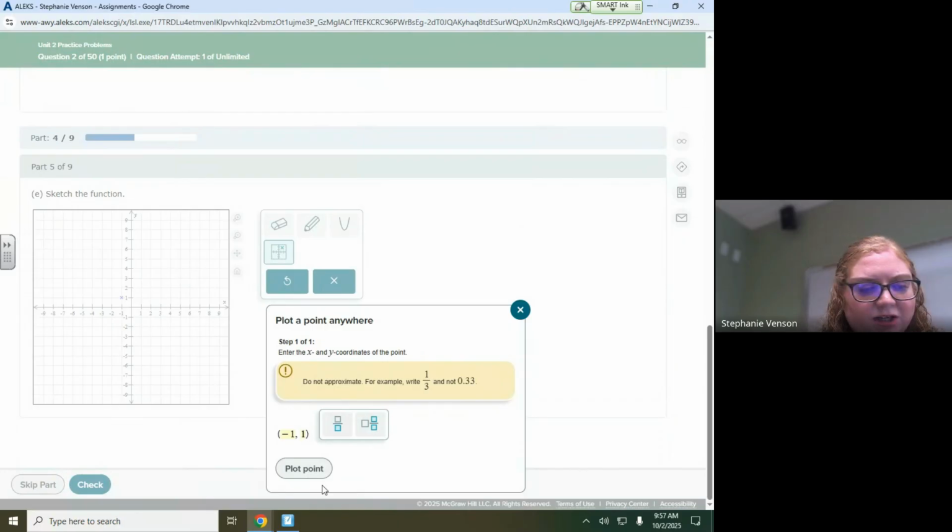And I do have the vertex and one other point because -1, 1 was the vertex. And then what was the y-intercept? 0, 2/3. Okay. So 0, 2/3. As long as I have the vertex and one other point, it will be fine.